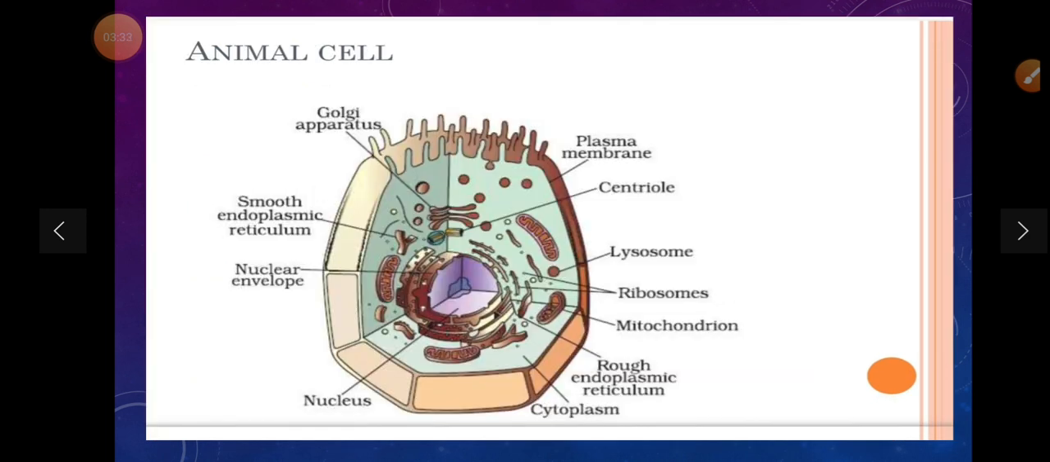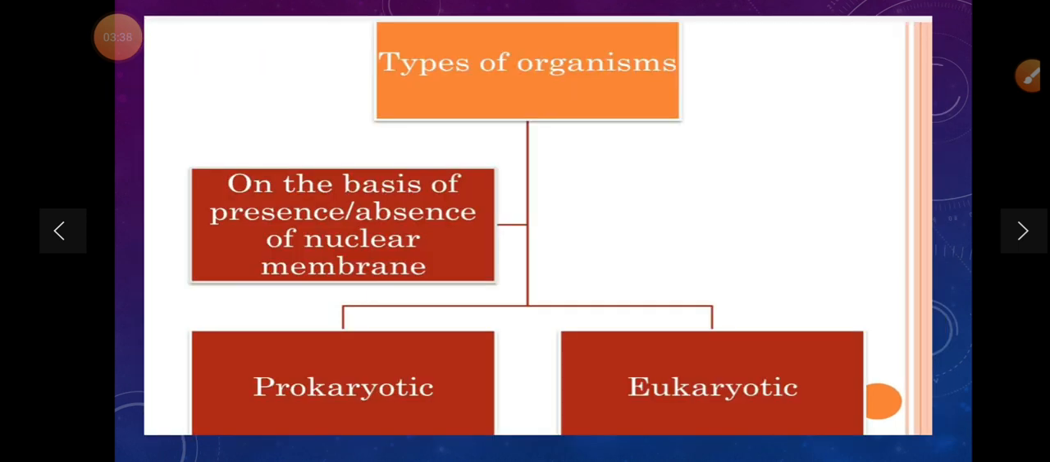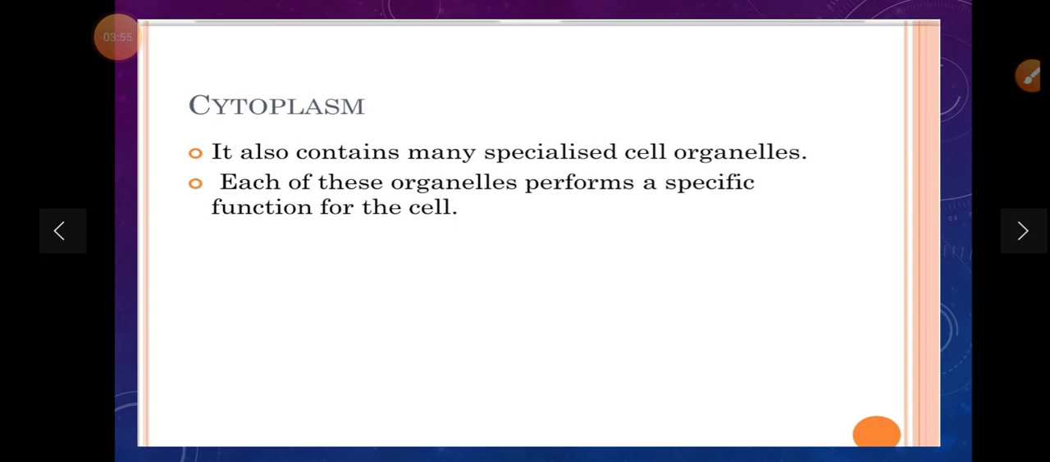This is the diagram of an animal cell, and already we have talked about types of organisms on the basis of presence and absence of nuclear membrane: prokaryotic and eukaryotic. Nuclear membrane is absent in prokaryotes and present in eukaryotes. Now, cytoplasm. It also contains many specialized cell organelles. Each of these cell organelles performs a specific function for the cell.